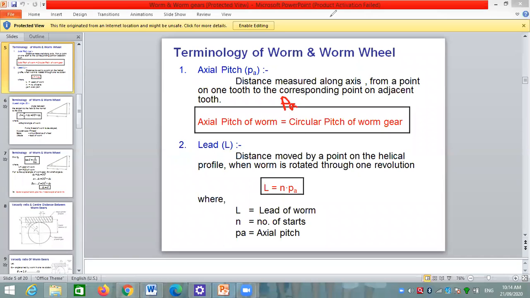Then lead. What is lead? The distance moved by a point on a helical profile when the worm is rotated through one revolution. When the worm is rotated in one revolution, the distance traveled by the point in the axial direction when the worm has completed its one rotation is called the lead. Lead is denoted by L, and it is equal to N into PA, where N is the number of starts and PA is the axial pitch. Okay.